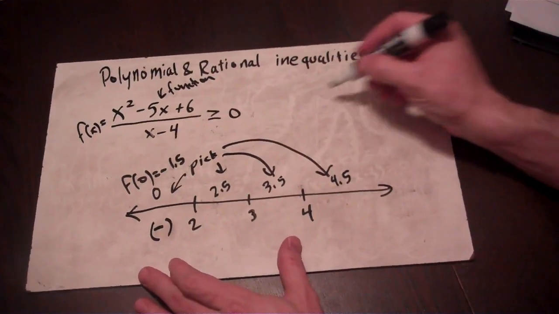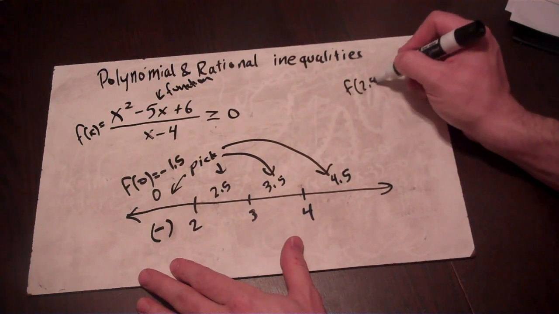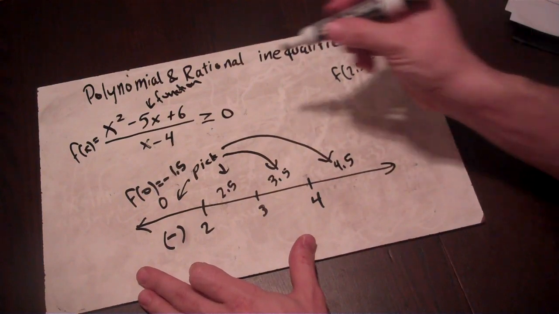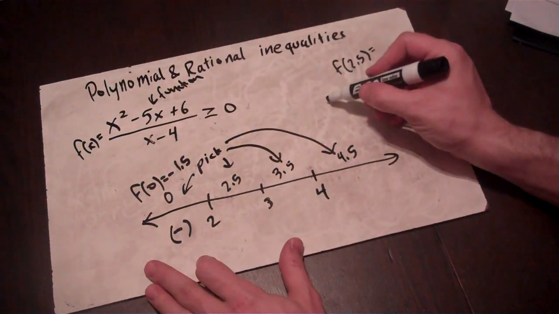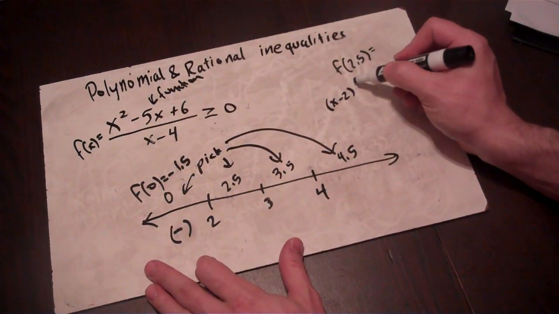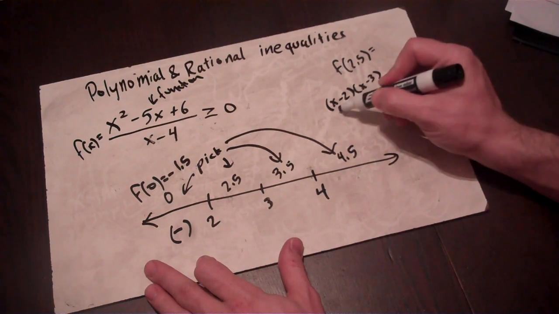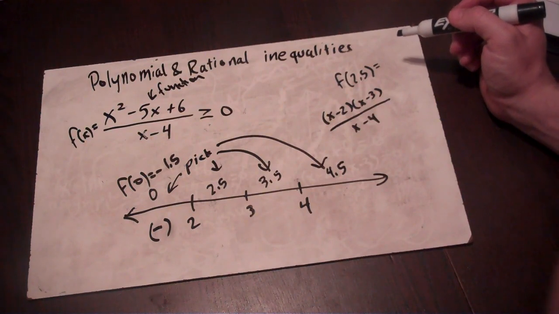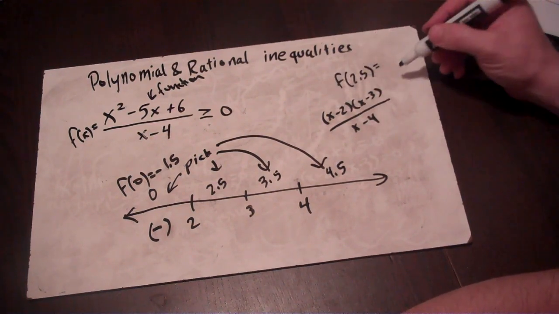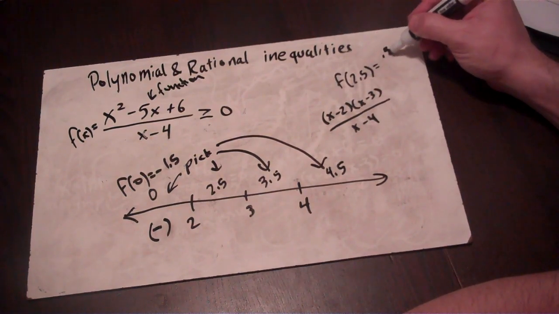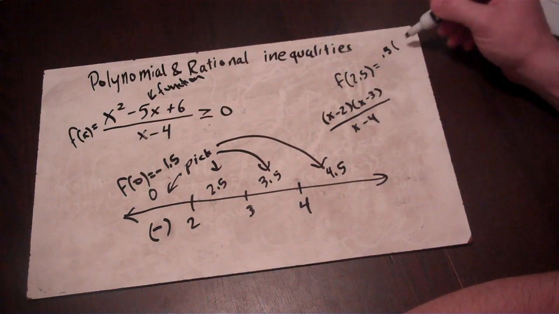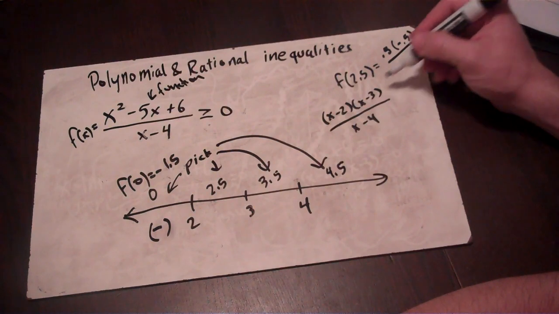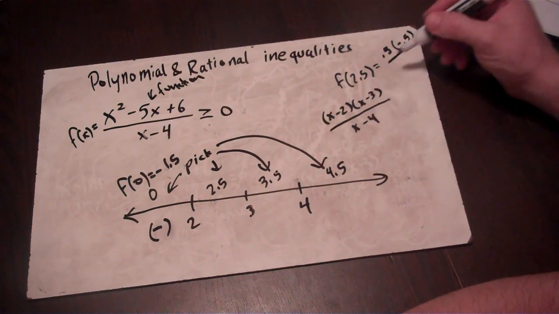When I plug in 2.5, so f of 2.5, maybe it's easier to see f of x as something factored out. So remember, this is (x minus 2)(x minus 3) over (x minus 4). What I'm going to get is 0.5 multiplied by negative 0.5, all over 2.5 minus 4, which is negative 1.5.